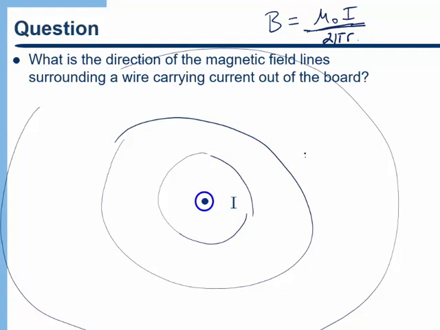But in terms of the direction of these field lines, put your thumb so it's coming straight at you, because that's the direction of the current. Notice that your fingers are now curling counterclockwise. And so the direction of those magnetic field lines would be like that. They would be counterclockwise.